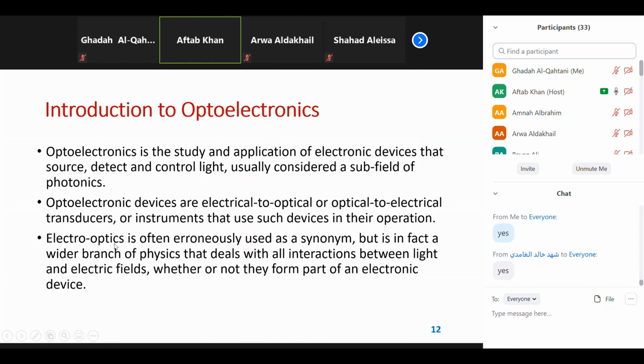So optoelectronics is often used as a synonym, electro-optics we also call as a synonym, but it is in fact a wider branch of physics that deals with all interactions between light and electric fields, whether or not they form part of an electronic device.